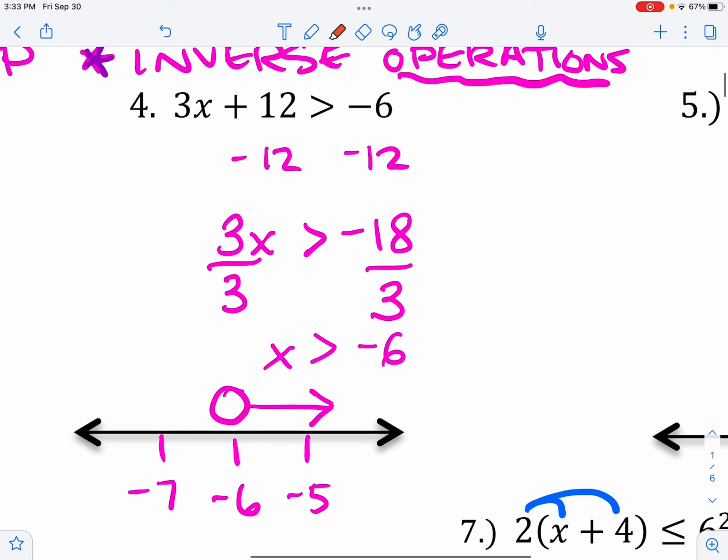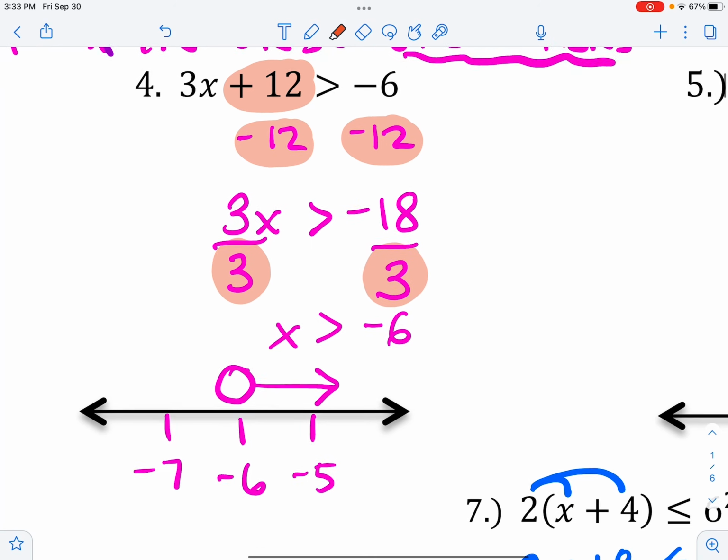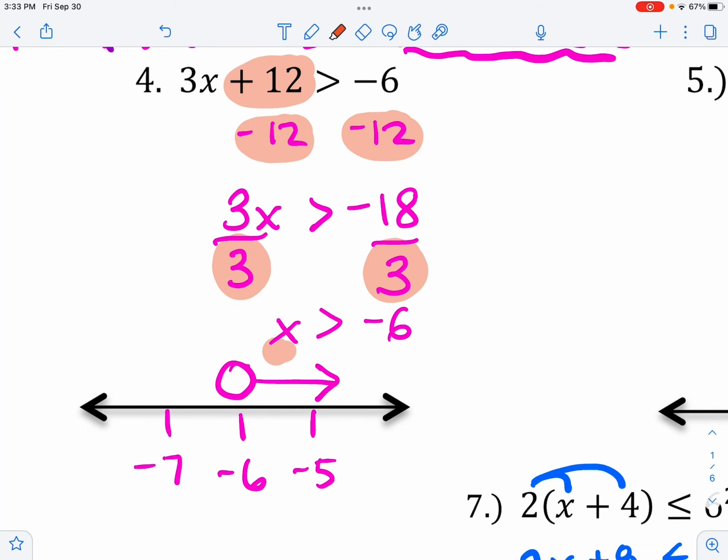Number 4, I have to SADMEP, so I'm going to go ahead and isolate my variable by subtracting 12 from both sides and then dividing off the 3, isolating my variable, getting x is greater than negative 6. Now with this one I put negative 6 in the middle, a number bigger, which is negative 5, and a number smaller, which is negative 7. Again, an open circle because it's not equal to and it's greater than.